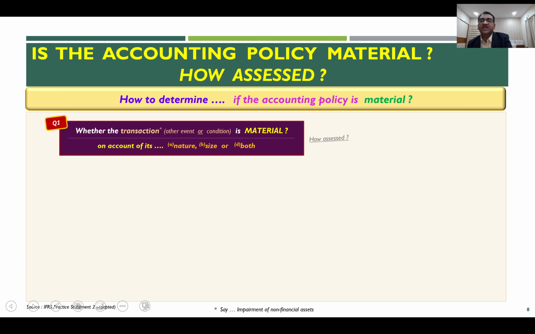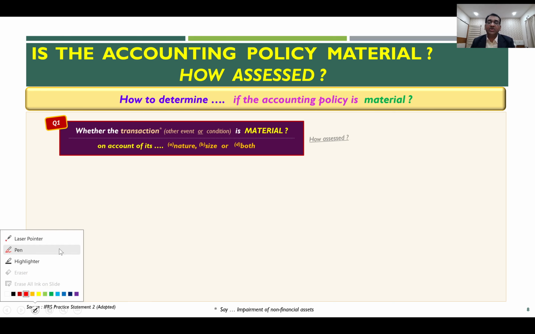And how do you assess whether the transaction is material to the entity or not? You have to look at the nature of the transaction, size of the transaction, or a combination of both. You have to look at all of these and then you have to determine whether the transaction is material or not. Now, for this also, there is guidance which has been given in the standard.